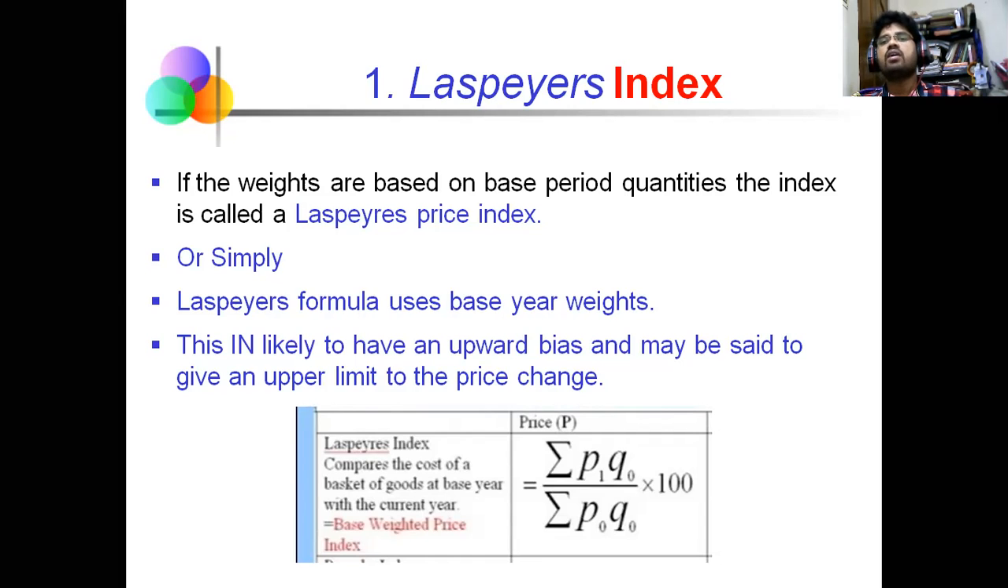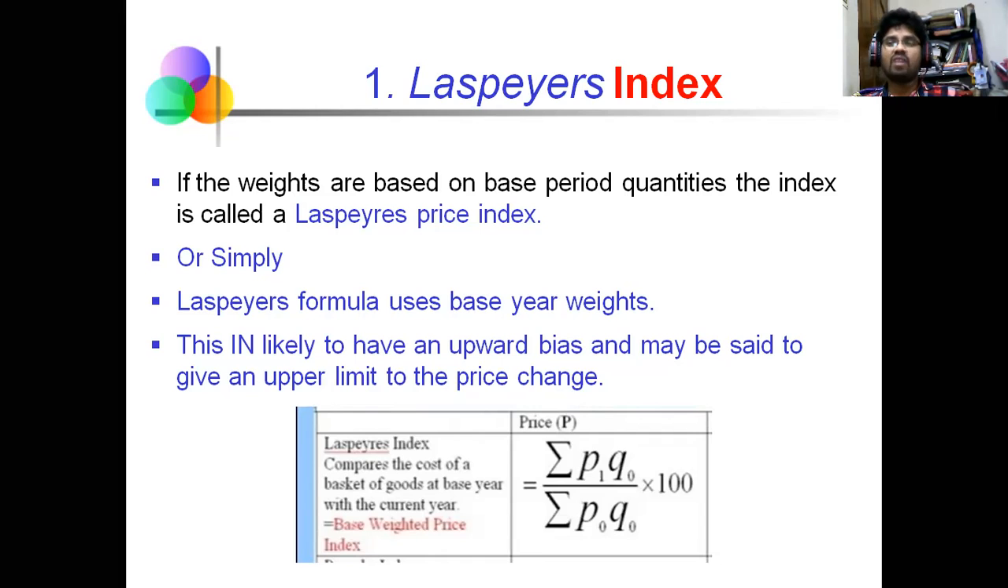Simply, we can consider only last year's weight, whereas Paasche considers the current year weight. Laspeyer uses base year quantity and Paasche uses current year weight, current year quantity. So this index number is likely to have an upward bias and may be said to give an upper limit to the price changes. Keep in mind that this index number will give an upward bias and may be said to give an upper limit.